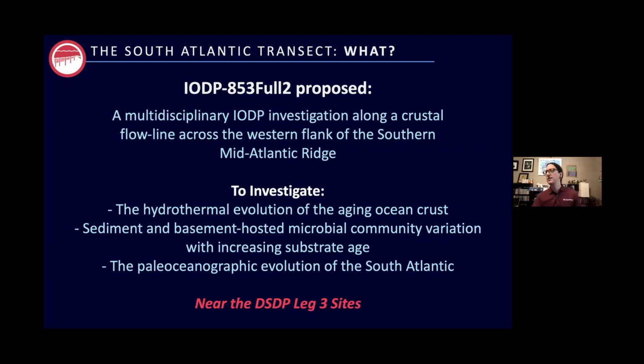I do want to point out the first two of these are kind of the primary. However, the paleoceanography work will also be important as well. Part of what we use to get people excited about this work is that this is near the DSDP Leg 3 sites, the expedition that confirmed plate tectonics. So there's some exciting history to build on with this project overall.